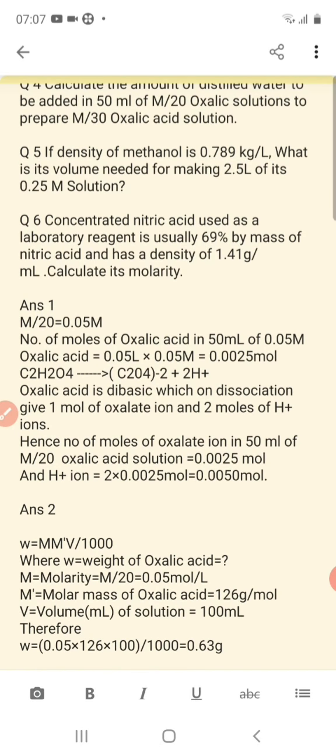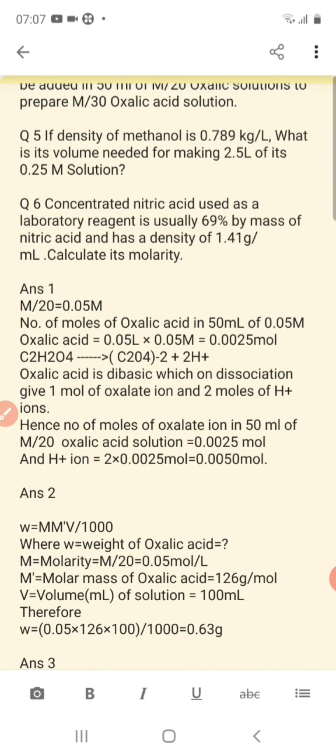Now, you have to convert this density into molarity first. How will you convert this density into molarity? You have to find the molarity of this solution having density 0.789 kg per liter. This is the crucial point for solving such types of questions. Mass is given, mass upon volume. Volume is in the denominator and it is given in liter. So compare it with the formula of molarity.